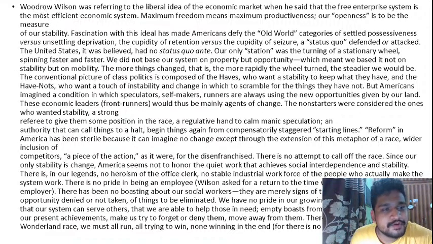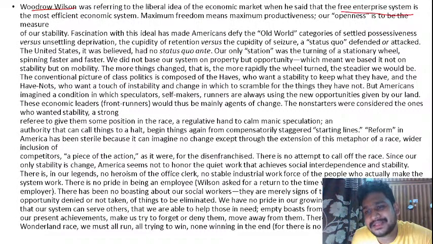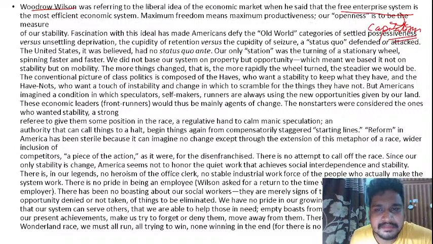So Woodrow Wilson, an ex-American president, was referring to the liberal idea of economic market when he said that the free enterprise system. What is the free enterprise system? Capitalism. Free enterprise system is basically capitalism. Is the most efficient. Woodrow Wilson was saying that capitalism is the most efficient economic system. He's an ex-president of the US, so it's quite anticipated.